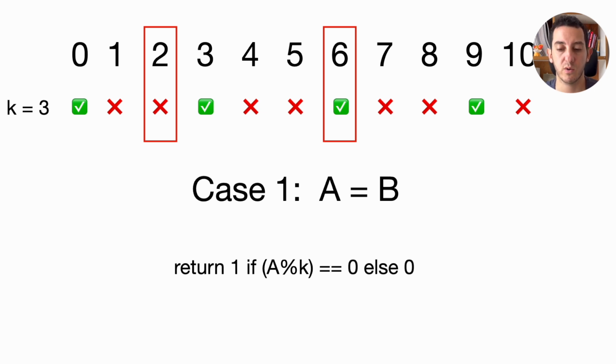So in this case, where A equals B, this is really simple because this means we're only grabbing one element, and we need to check if that element is divisible by K. So we're going to return 1 if that element is divisible by K, and otherwise we're going to return 0. There's no surprise here. This is pretty straightforward. So let's go ahead into case 2.